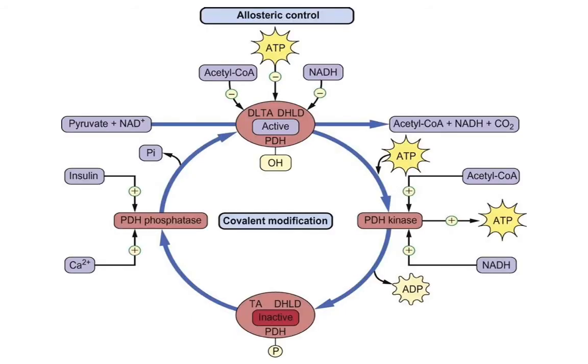There's also allosteric control in a number of different places, by a number of different compounds, and this may vary from tissue to tissue. But you can see here insulin is stimulating the process, as well as calcium, probably two big regulators of carbohydrate metabolism, and there are others as well.